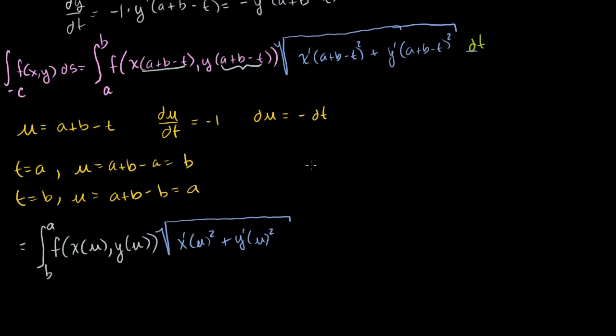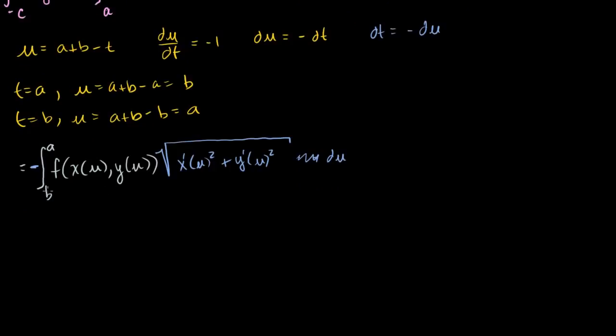Instead of a dt, if we multiply both sides of this by minus, we have dt is equal to minus du. So instead of a dt, we have to put a minus du here. So this is times minus du. Or just so we don't think this is a subtraction, let's just put that negative sign out here in the front. So we're going from b to a of this thing. And just to make the boundaries of integration make a little bit more sense, because we know that a is less than b, let's swap them.